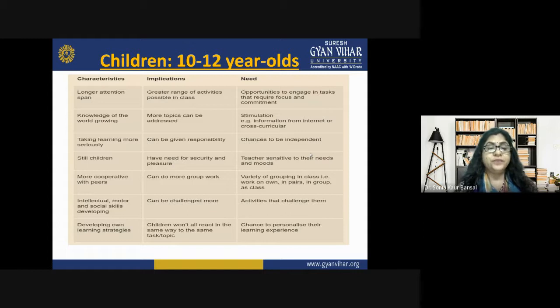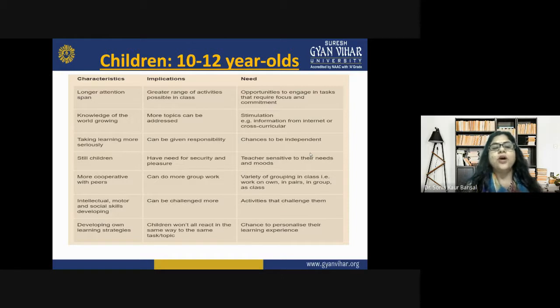Still, children have a need for security and pleasure. This is the high time when children feel insecurity also if they are not given proper time, a proper safe environment. So this is the responsibility of parents as well as teachers to give them a proper, safe environment, and this will only lead them to be independent in their work. If they are not safe and secure in their environment, they will not be independent at all. So this is the need of this age, that they must be independent in doing their work, in doing little work, as well as in their thinking patterns also.